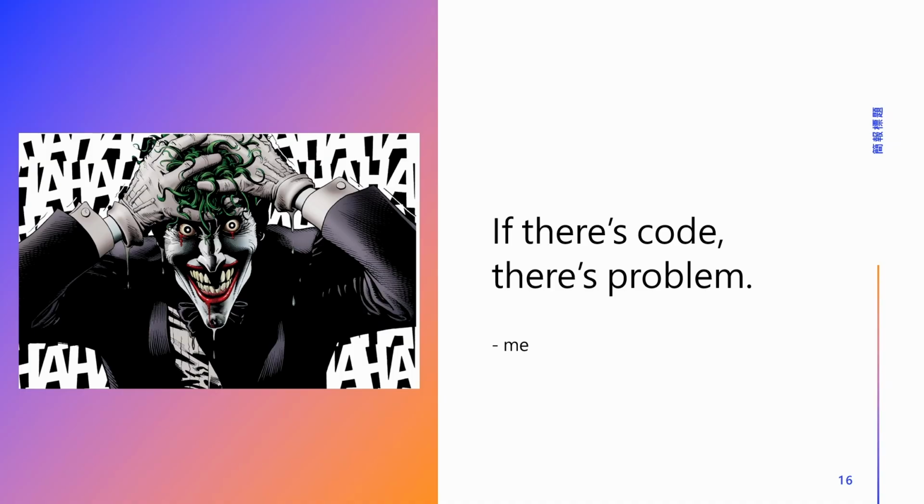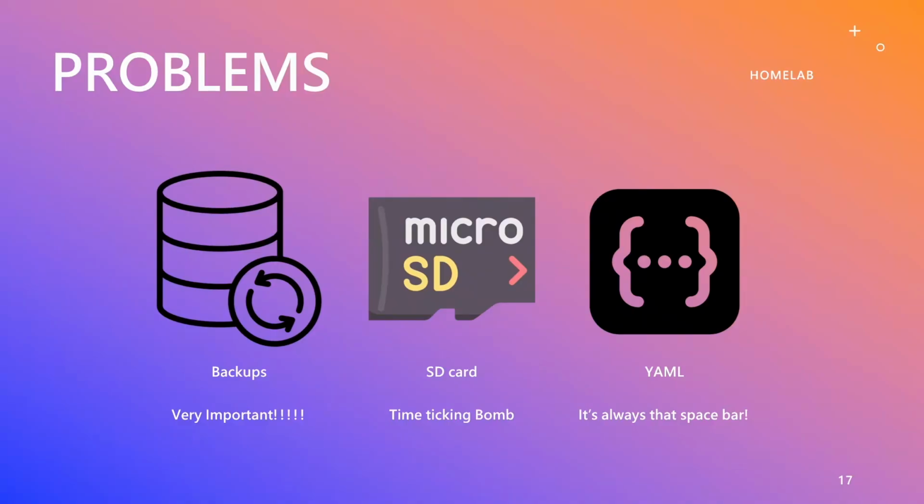Now, if there's code, there's a problem. Yes, I said that. Let's talk about problems. First off, backup. It is very, very important. I still remember the first time I didn't have backups, and when I tried to tinker around with my Raspberry Pi, I accidentally nuked it. So, all the data gone. I had to redo all the things for like a whole week.